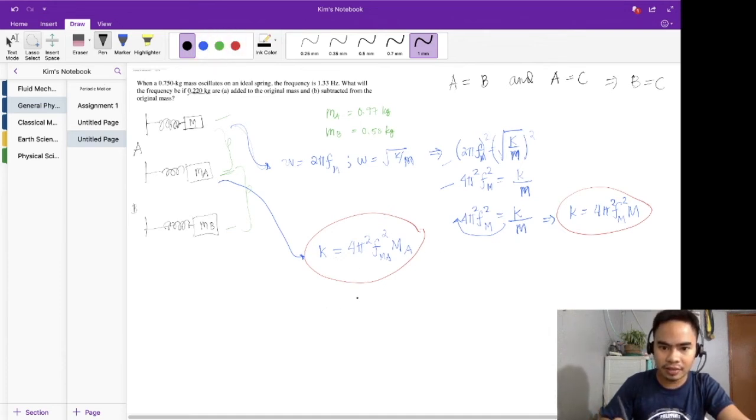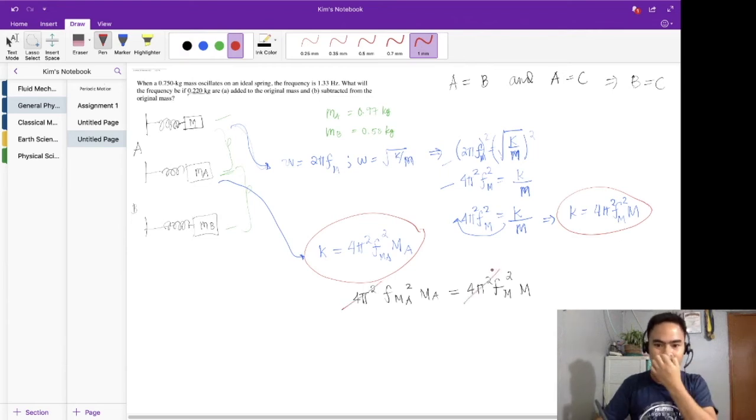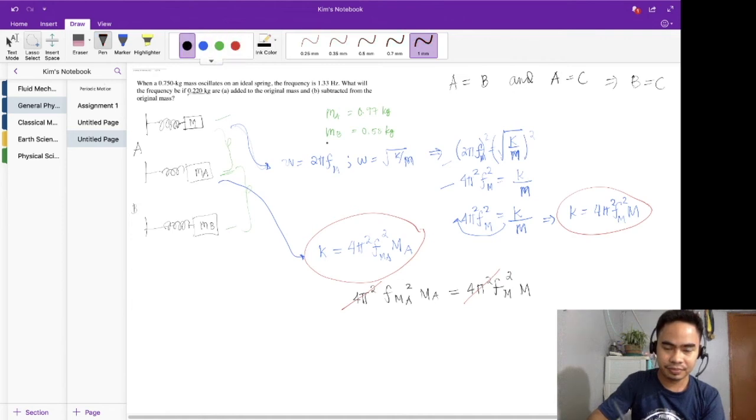So you equate that: you have 4 pi squared f of m sub a squared multiplied by m sub a, and then you equate it with this term, 4 pi squared f of m, for the original mass, squared times m. Since 4 pi squared is common to both sides, it will simplify our problem. So you cancel that out since those are common terms, and you are left with a simpler equation now.